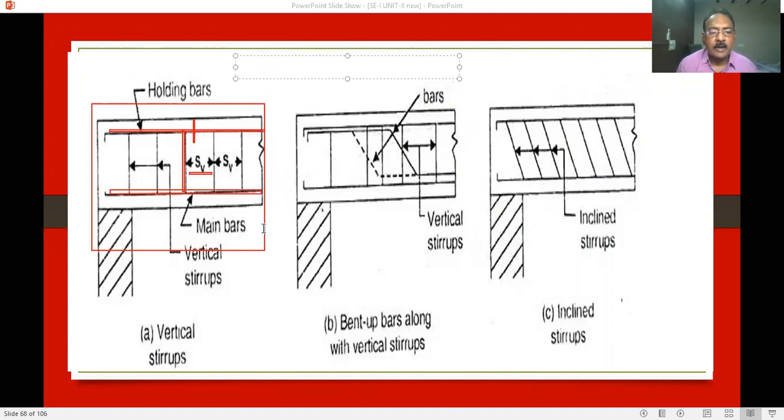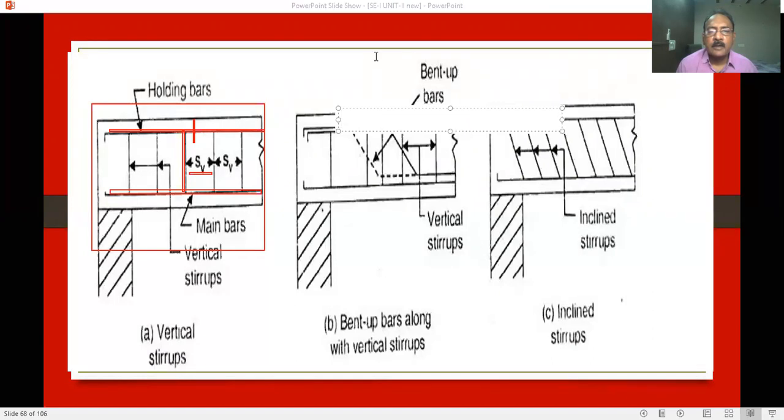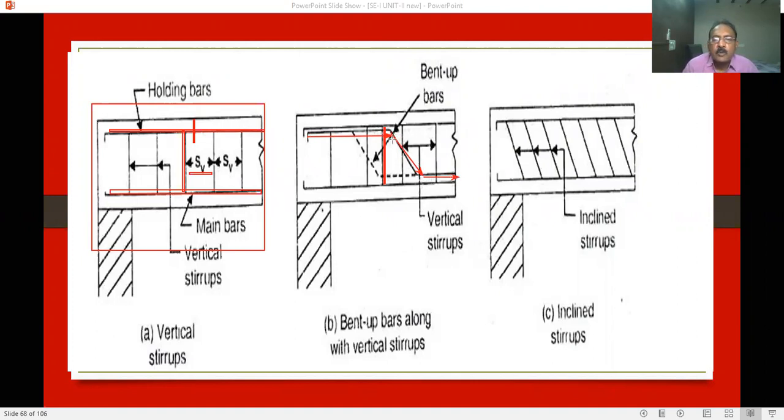In the case of bent-up bars, it should not be more than 50%. Here also you will have vertical stirrups, and bent-up bars. Here the bars are bending. This is longitudinal tension reinforcement. It should not be more than 50% of your total tensile reinforcement. These are bent-up bars along with your vertical stirrups.